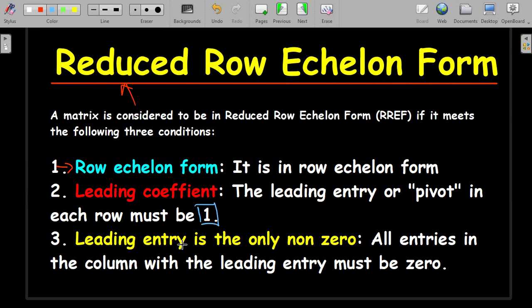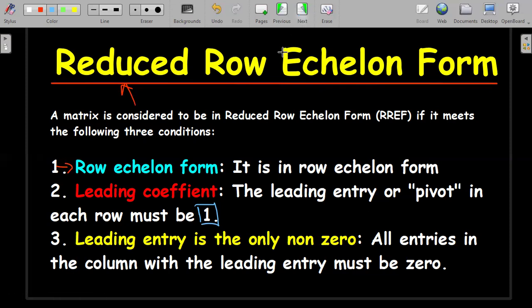And then the other condition is that the leading coefficient, which is this same one in each row, should be the only non-zero digit in that column, or we can say all entries in the column with the leading entry, in this case our leading entry is just 1, all the other entries in that column where the leading entry is should be 0. So if we have a matrix that satisfies all these conditions here, we're going to say that matrix is in reduced row echelon form. So it's very simple as long as you understand the rules.